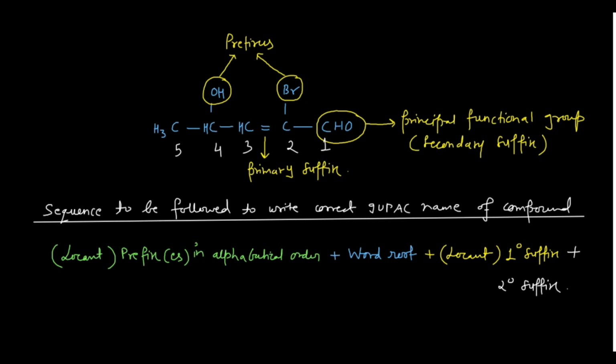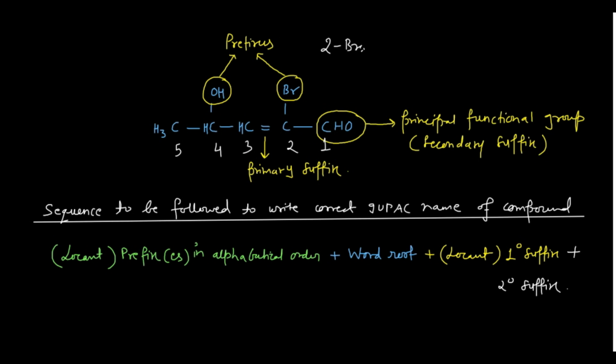Right? So I have numbered this one. So first of all, these are the two prefixes. First of all, I have to write the name of the prefixes. So how can I write the name of the prefixes? At position 2 you have the bromo, so you will write 2-bromo.